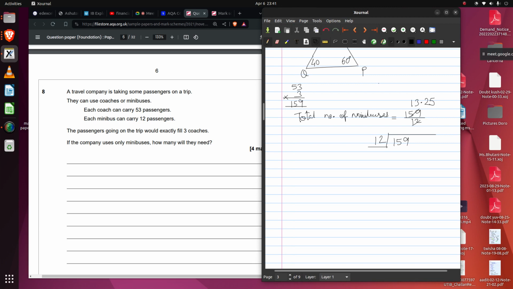Total 14 buses here. 14. Okay. But I don't get how you got 14. Because this is the actual number that we are getting. If it was possible to have 0.25 of a minibus, suppose it was possible, then we would have taken that much of a bus. We would not take the entire bus.